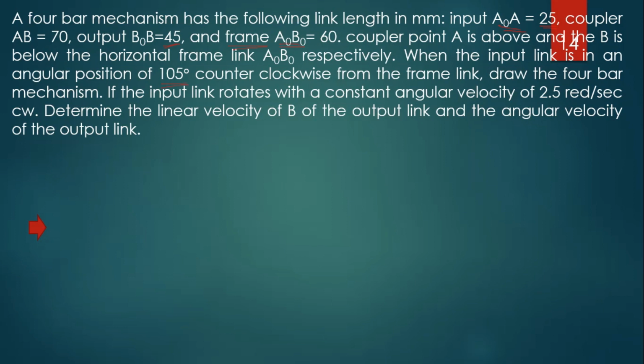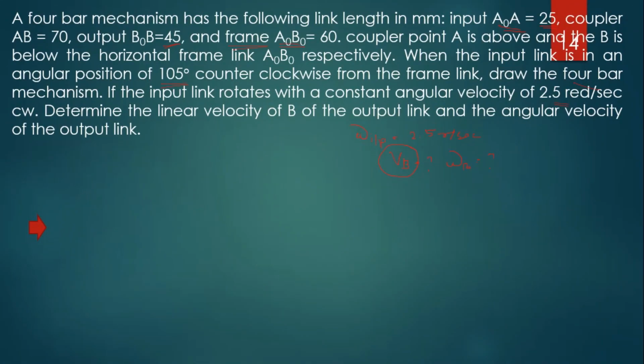draw the 4-bar mechanism. So, it is a 4-bar mechanism given, right. So, if the input link rotates with a constant angular velocity of 2.5 radian per second, which is called omega of input link, equal to 2.5 radian per second, determine the linear velocity VB. So, velocity of B we have to calculate, right, of the output link. So, velocity of B which means output link velocity, and the angular velocity of the output link. So, velocity B we have to calculate and omega B we have to calculate.